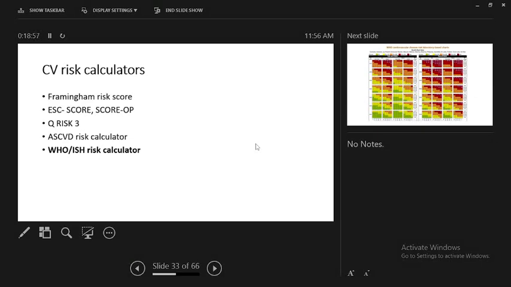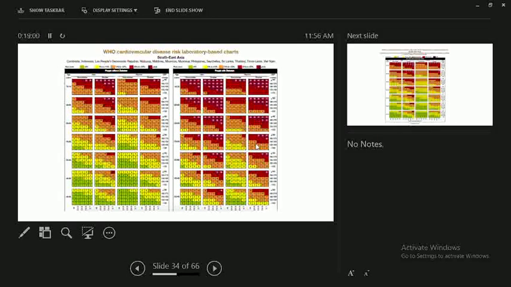There are many CV risk calculators, but what is recommended for us by WHO is the WHO and ISH risk calculator. That is a chart actually. You can see Sri Lanka is also there, under Southeast Asia. There's no app for this, so we need to use this chart. Probably you have seen and used it. For this we need the blood sugars, so patients with diabetes on one side and non-diabetes on the other, whether they smoke or not, whether they are male or female. Then we identify the age category, blood pressure, and the cholesterol level.